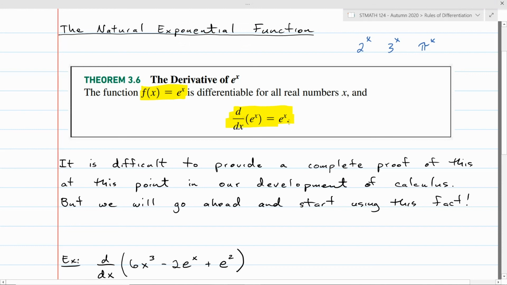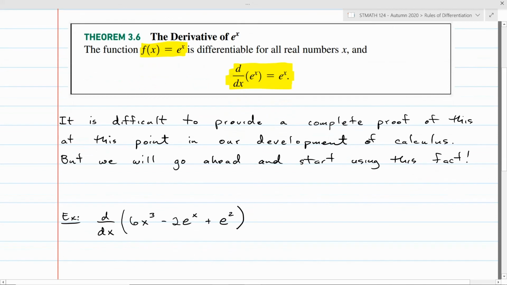Maybe it's even better than the rule for constants. It just says the derivative of e to the x is e to the x. It's a function that when you differentiate it, you get back exactly the same thing. It turns out to be kind of difficult to give a really good, rigorous proof of this, so I'm not going to attempt it. The textbook does give some sort of hand-wavy explanation as to why it's true, but it depends on some sort of mystery stuff that you can't verify until later.